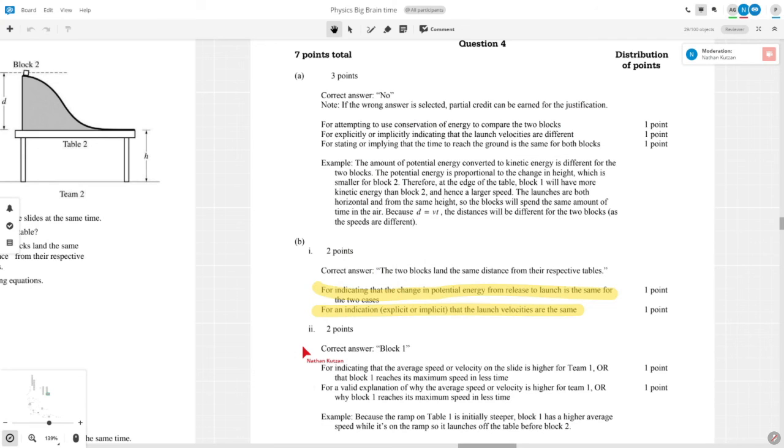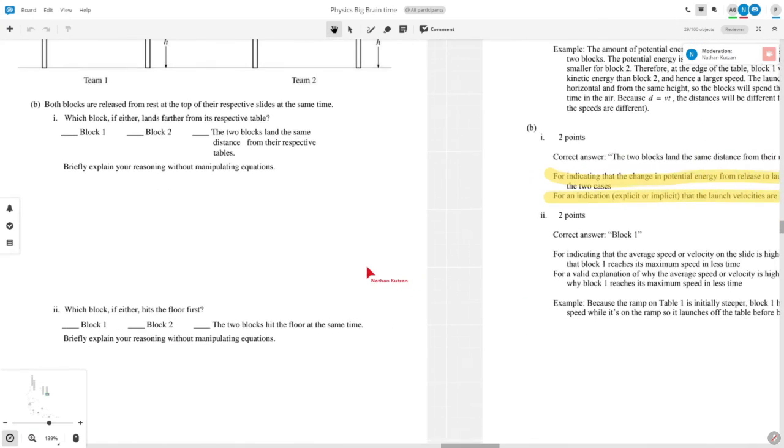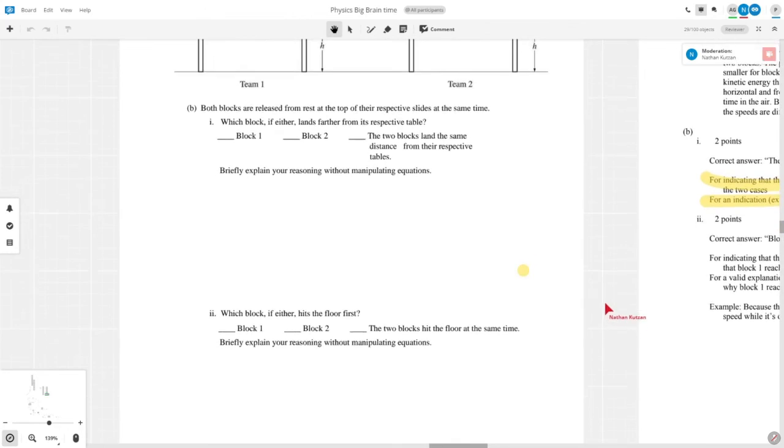Okay, so does anyone have any questions about parts A or part B or how we graded it for you? Any questions just in general so far? Okay. And so B part 2 was the hardest one. And it asks which block hits the floor first. And the correct answer is block 1. Block 1 hits the ground first.